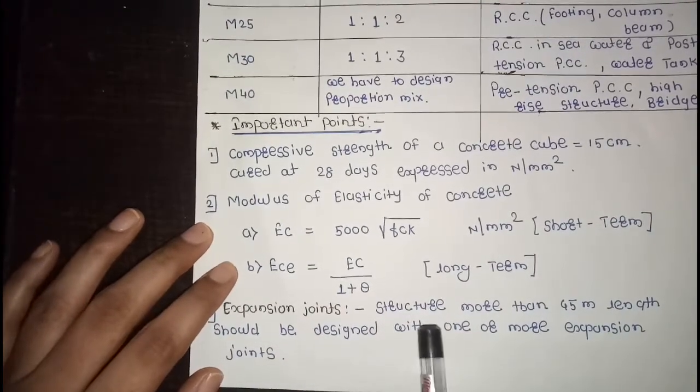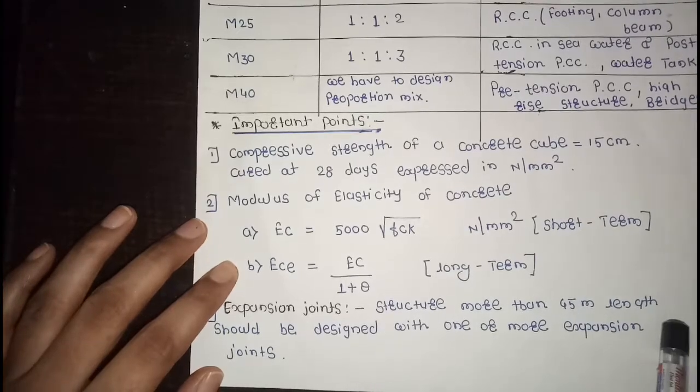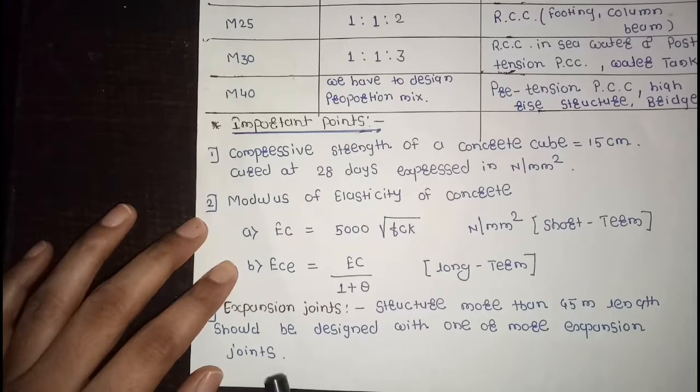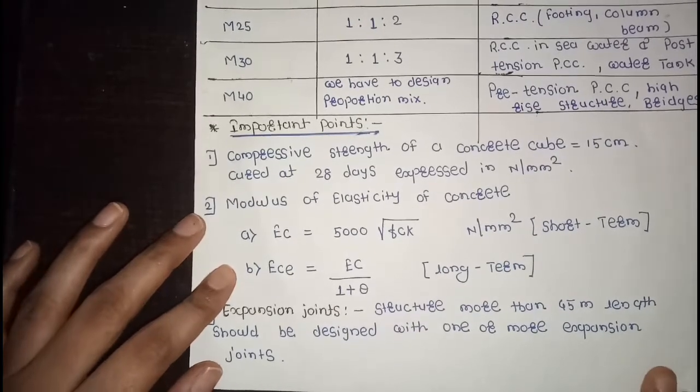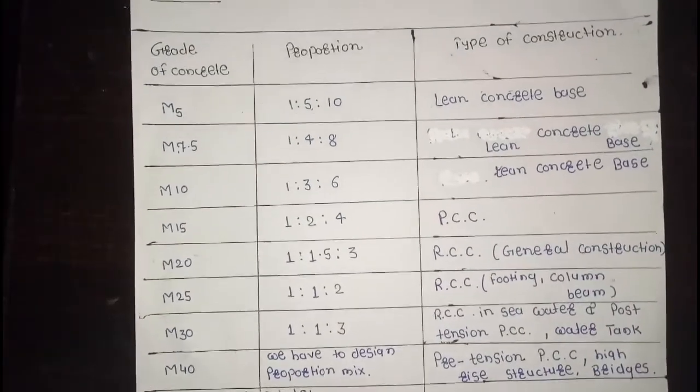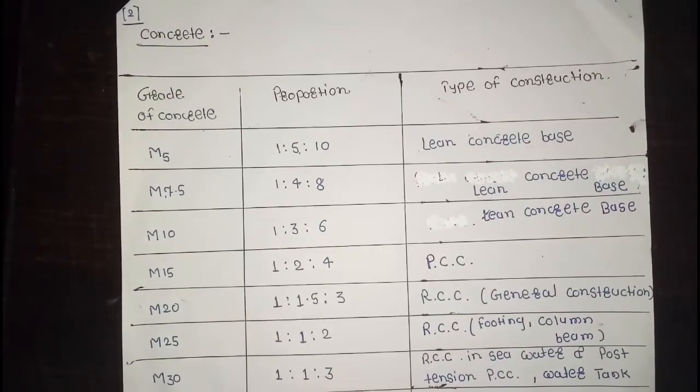Expansion joint. Structure more than 45 meter length should be designed with one or more expansion joints. Okay, so all these points are very important for civil service exam.